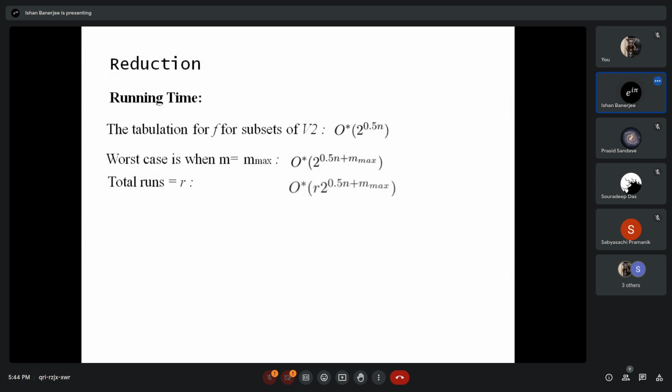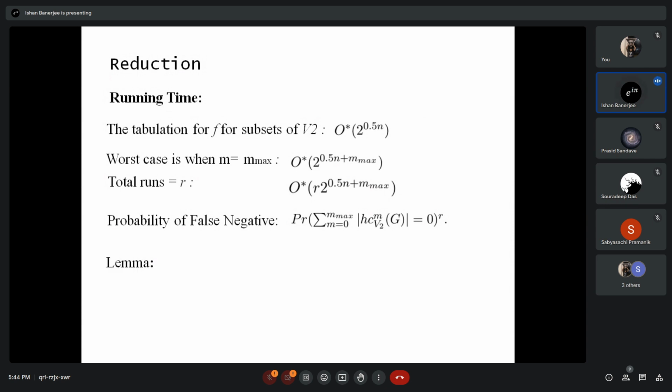So the total becomes O star of r times 2 to the power of 0.5 times n plus n max, and the probability of false negatives becomes this, because the sum being equal to 0 must be the case of false negatives. And as we are running this r times, we have the power r over here.